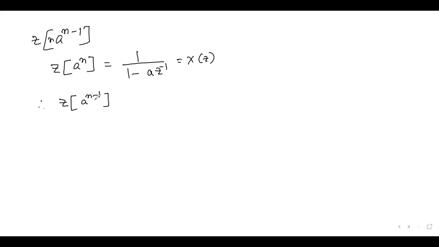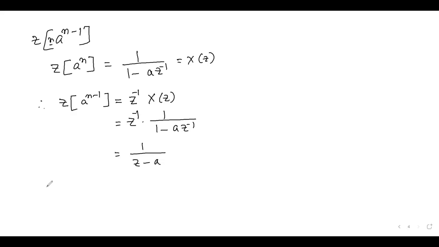Therefore, the Z transform of a to the power n minus 1: the sample will be shifted by one sample towards the right side. So it will be z inverse times X of z. That is z inverse of 1 by 1 minus a z inverse, that is 1 by z minus a. All right.